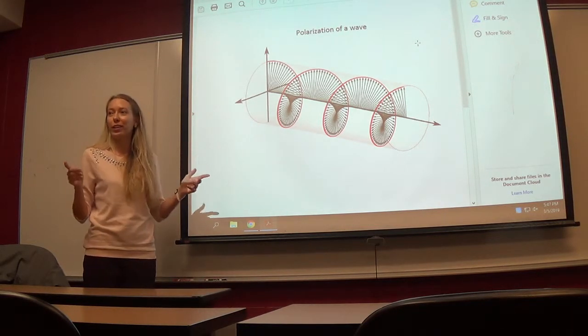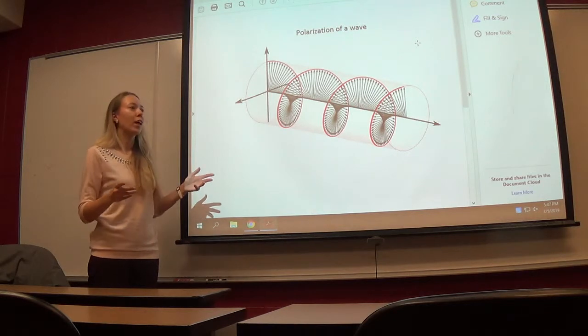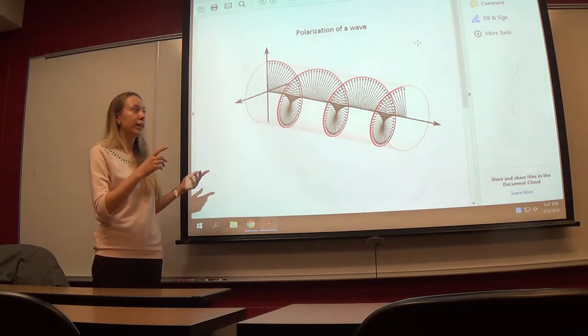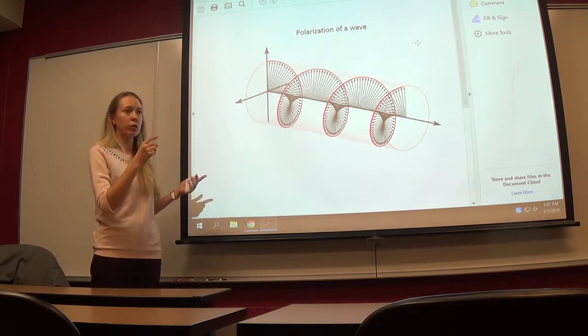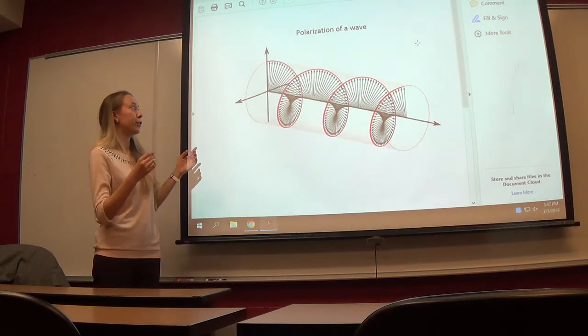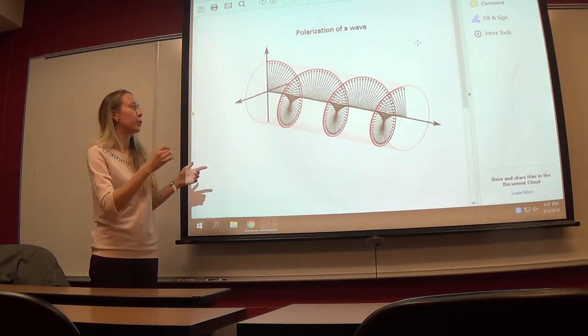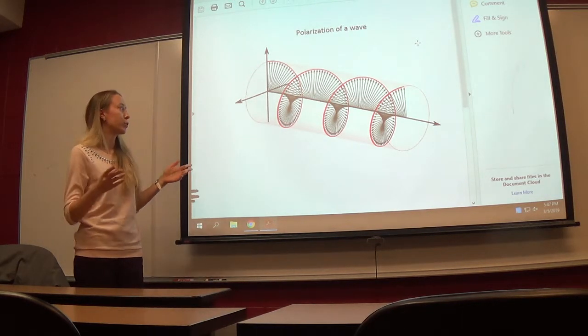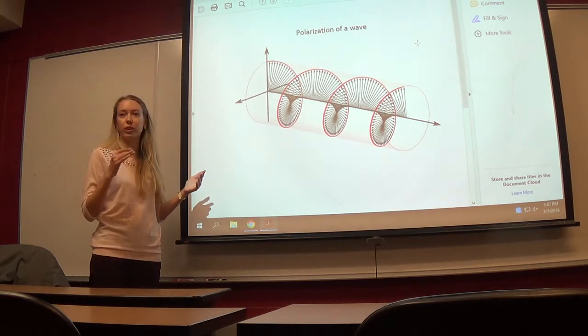And here we are ready for the definition. The polarization of a wave is a figure traced by the tip of the arrow representing the electric field as a function of time, at a fixed point in space, as observed along the direction of propagation. As you can see, the definition is pretty long, so I will point out several things.